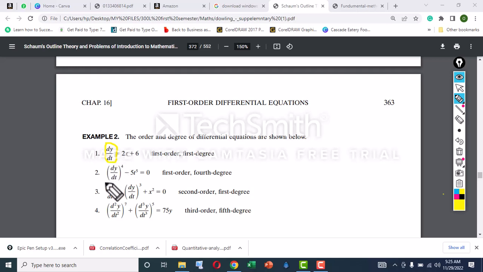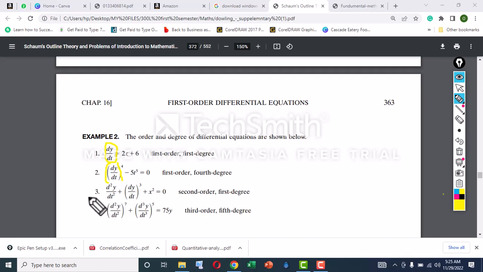Going to the second example, what's the order, what's the degree? The order here is 1. Why? Because there's no power after the d. So the order is 1. But the degree is 4. Why? Because after everything, we have a power of 4. So that's why we have first order, fourth degree.